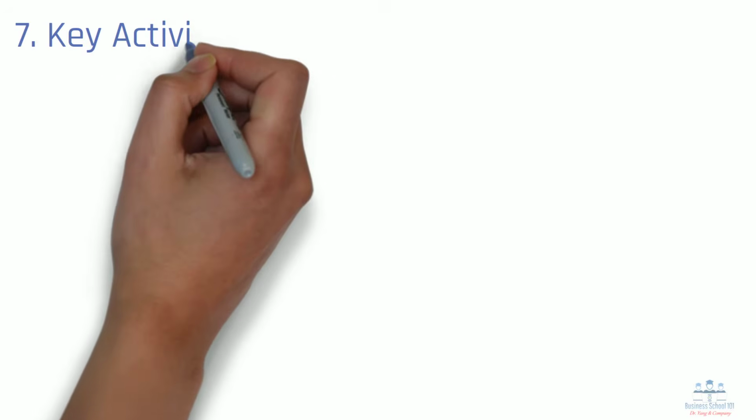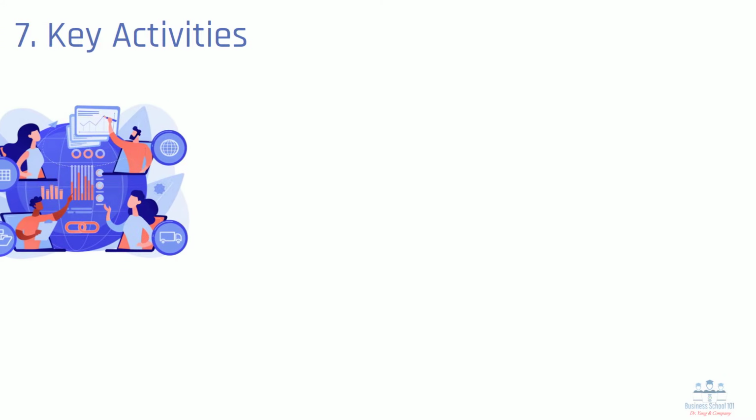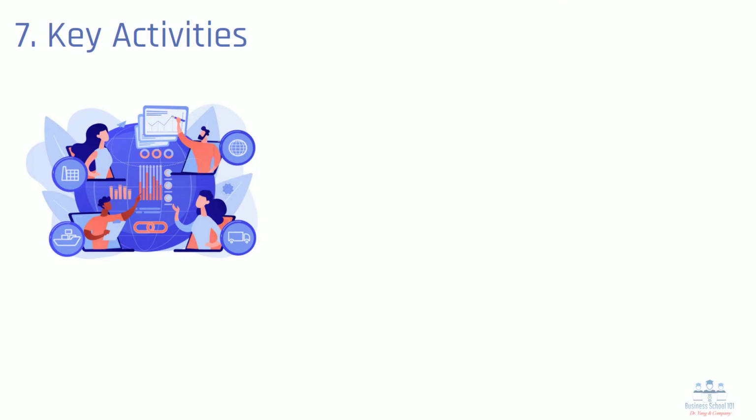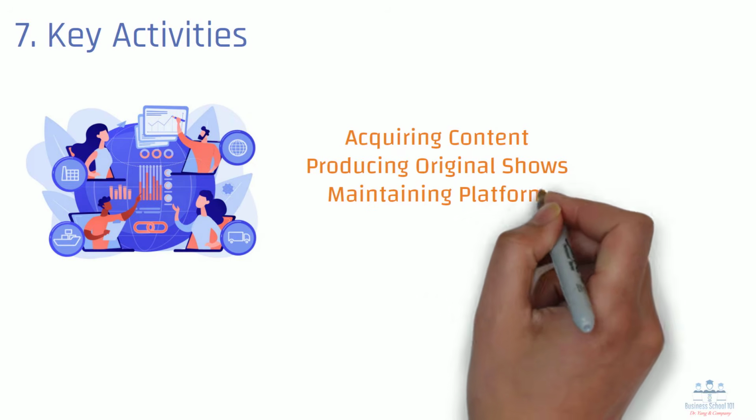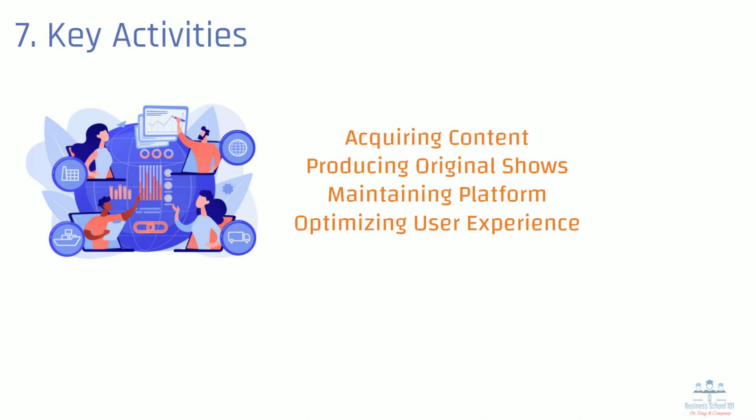Number 7. Key activities. These are the most important actions a company must take to make its business model work. For example, Netflix's key activities include acquiring content, producing original shows, maintaining its platform, and optimizing user experience.